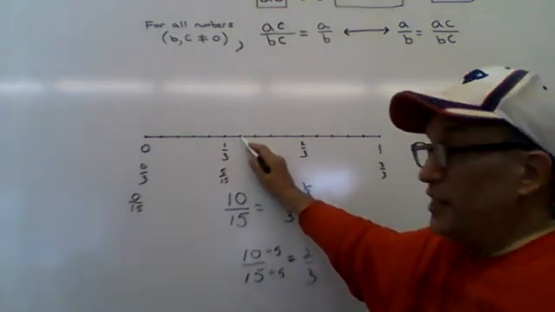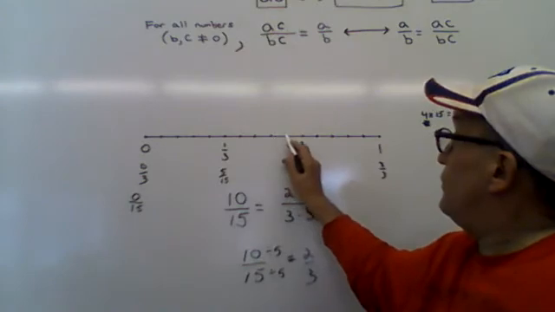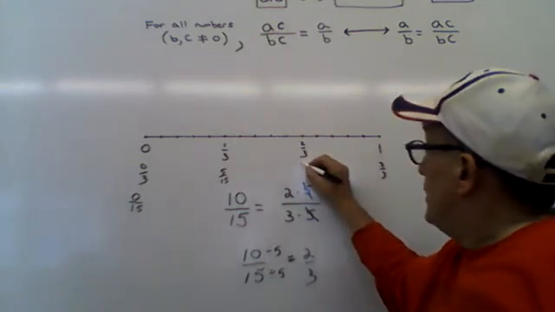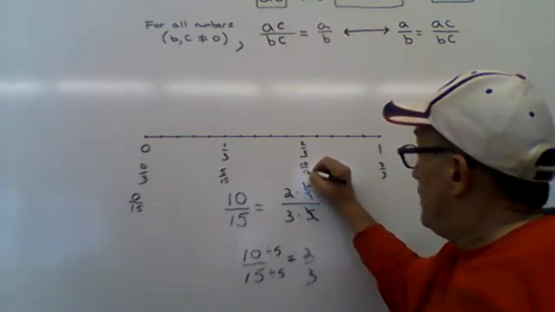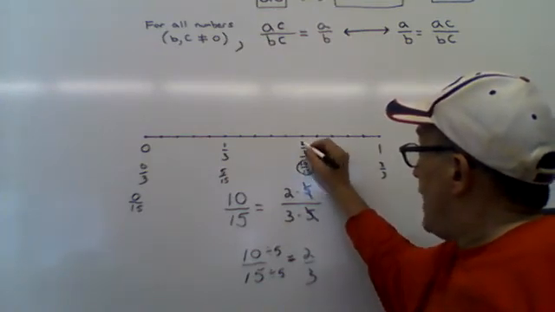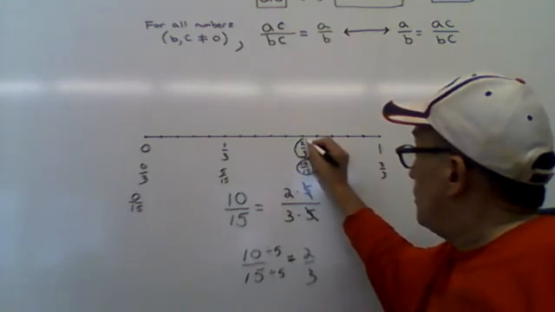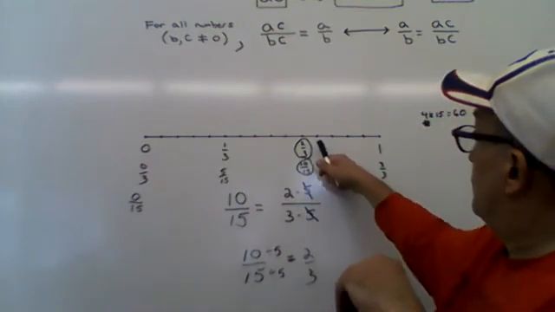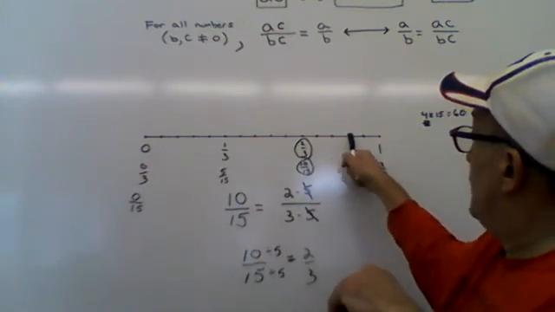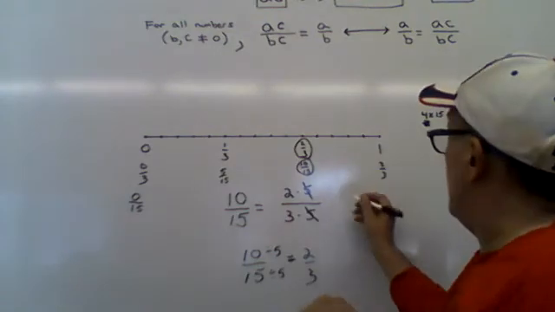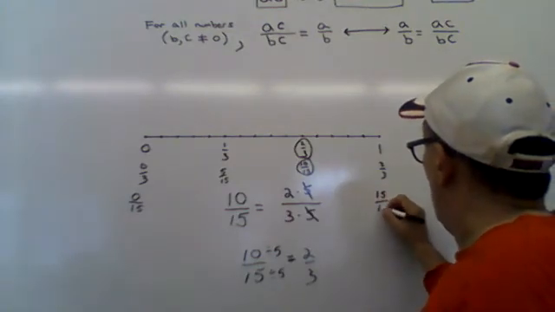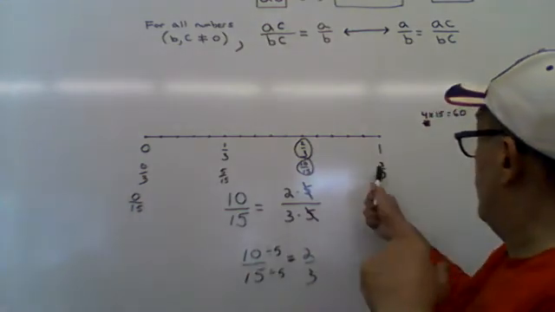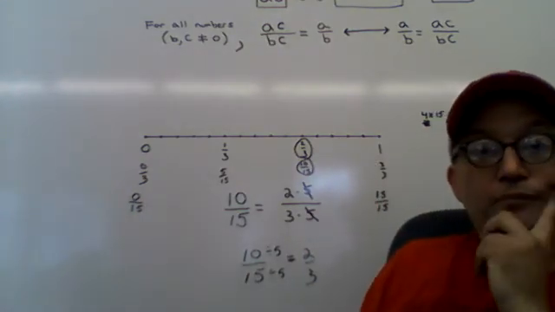After 5 15ths comes 6 15ths, 7 15ths, 8 15ths, 9 15ths, and this is the result we were looking for. 10 15ths is exactly the same point on the number line as the 2/3. So we're really done. But to finish, 11 15ths, 12 15ths, 13 15ths, 14 15ths, and of course we know that the whole number 1 is 15 15ths. Just like it was 3/3 as well.